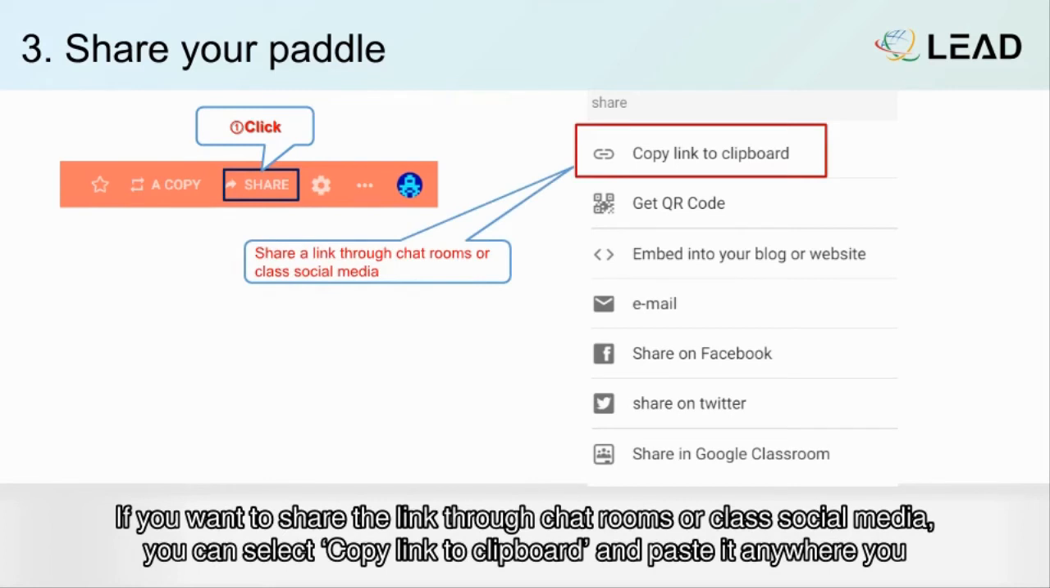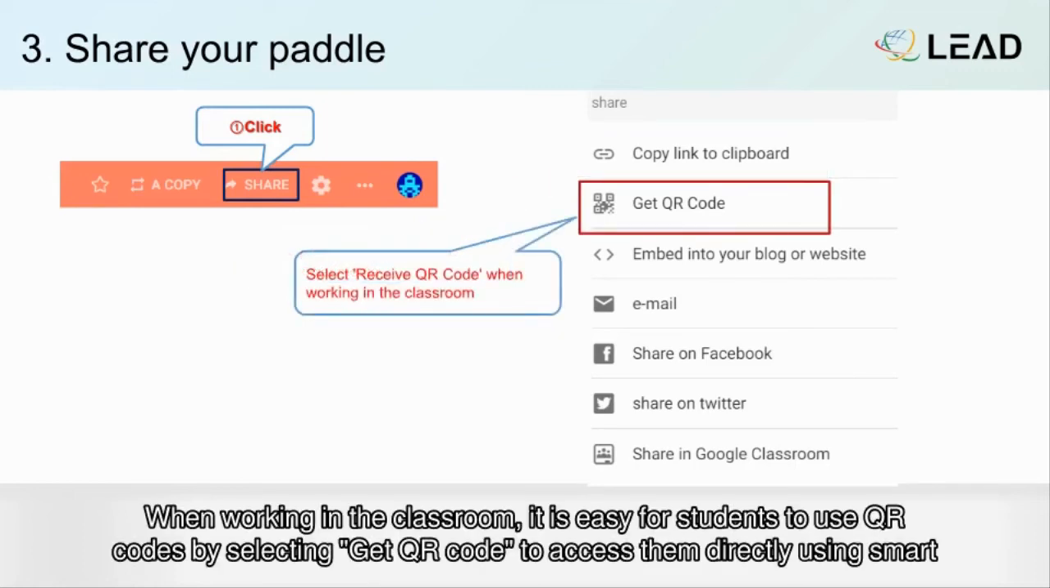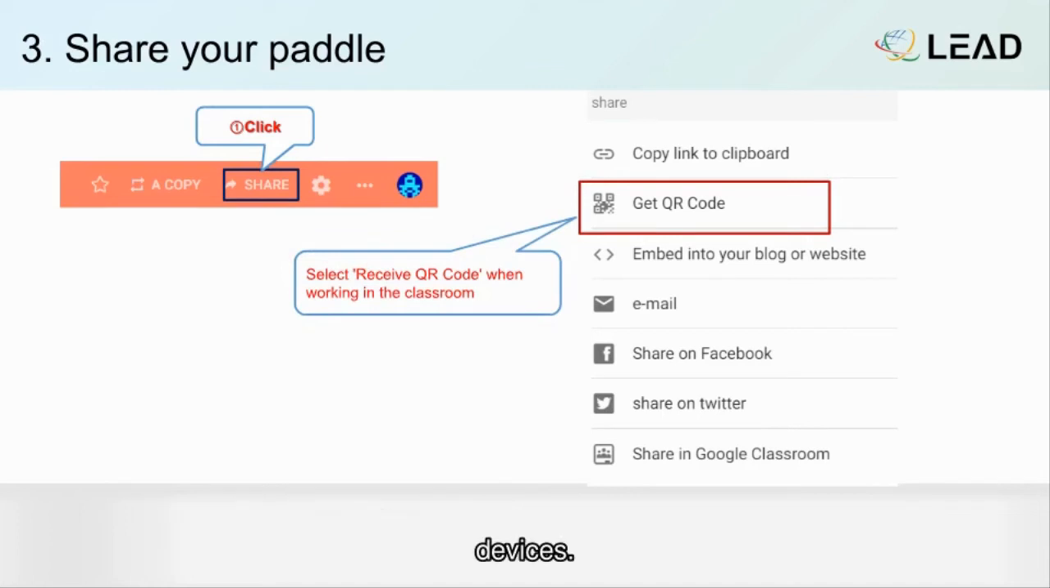If you want to share the link through chat rooms or class social media, you can select Copy Link to Clipboard and paste it anywhere you want. When working in the classroom, it is easy for students to use QR codes by selecting Get QR Code to access them directly using smart devices.